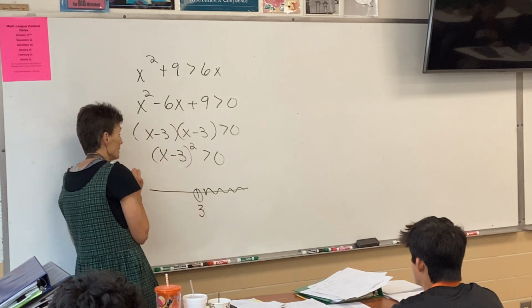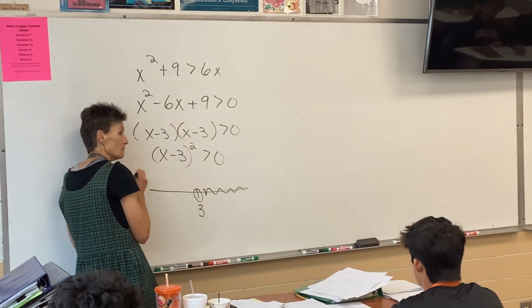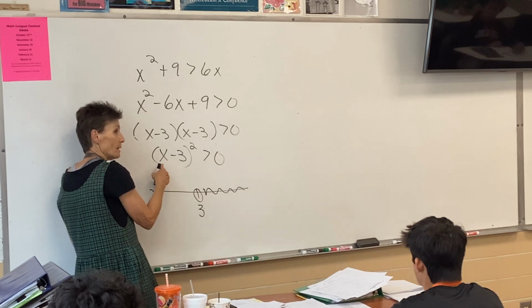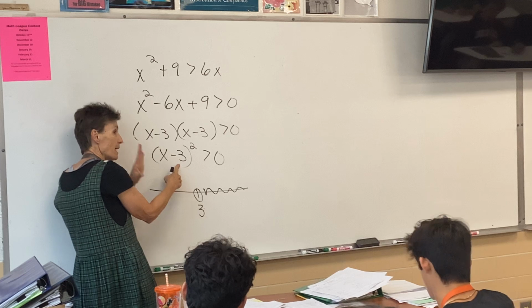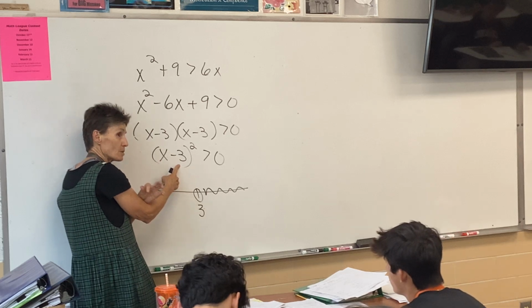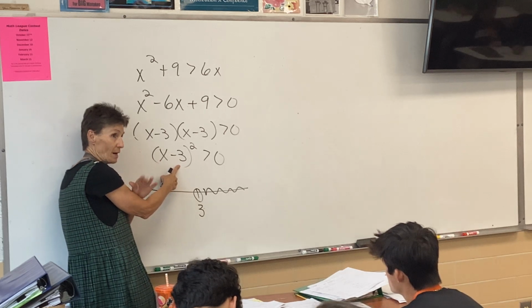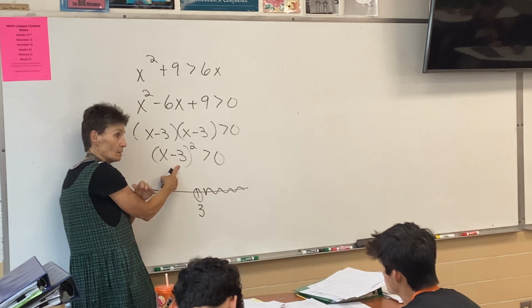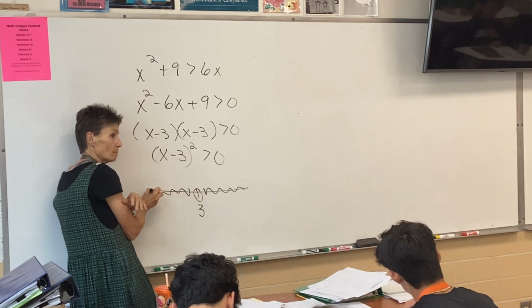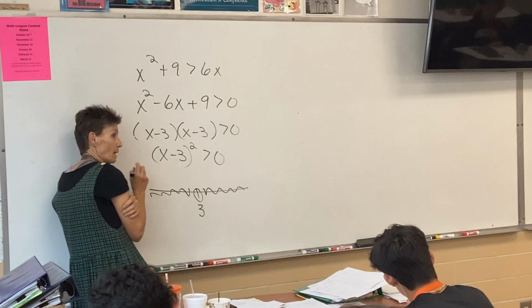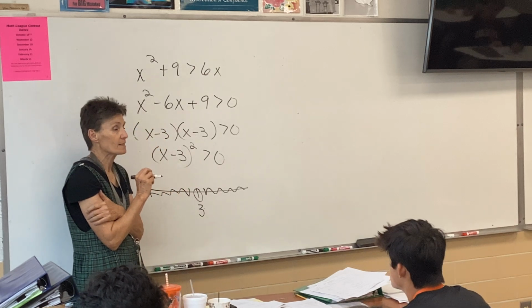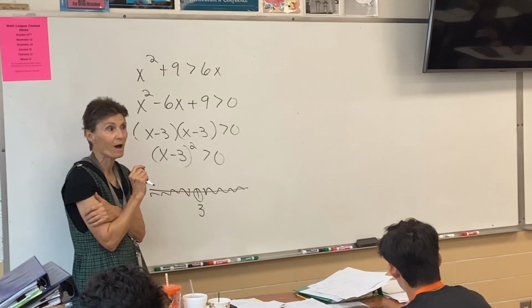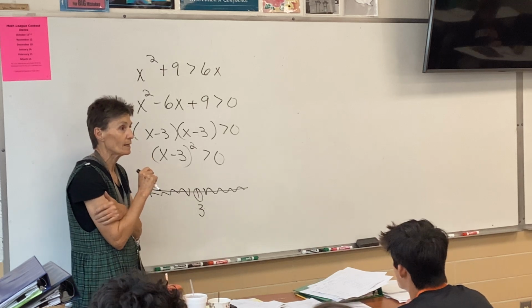Now, pick a number over here. 2. Put 2 in anywhere you want. 2 minus 3 is negative 1, but I'm squaring it, so it also is positive 1. So that works also? I don't know. You tell me. I see some people shaking their heads. It's not everything, is it? Because why? The 3's not included.